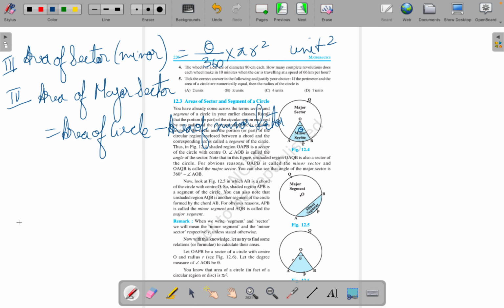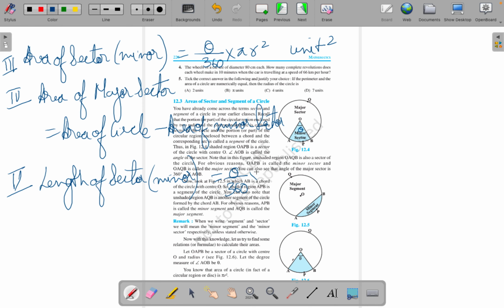Now suppose I have to find the fifth formula, length of sector. Again, when I'm talking about sector, I am talking about minor by default. So it is theta upon 360 into 2 pi r, and again it is measured as unit. Okay.